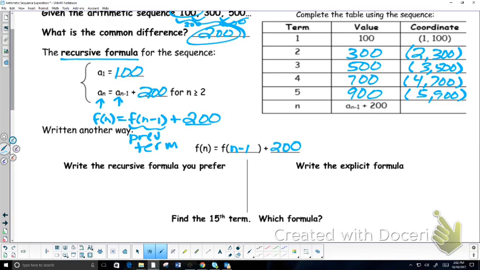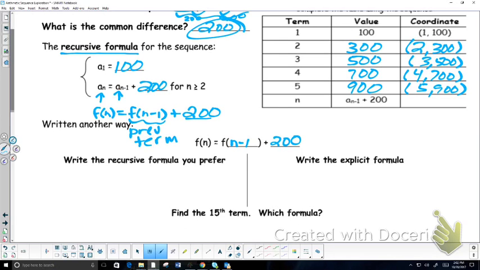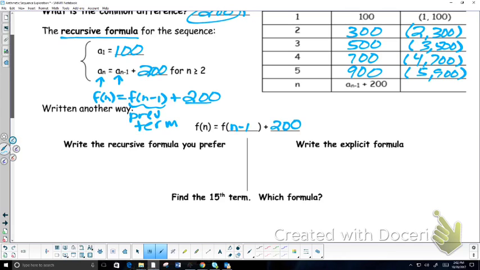So I would recommend, more than likely you prefer the first one we worked with. Whichever one you like better, just make sure you can recognize them. Now they want us to write the explicit formula. Remember, I'm going to need a sub 1 and I'm going to need d. Well, the first term was 100, correct? We wrote that down right here.